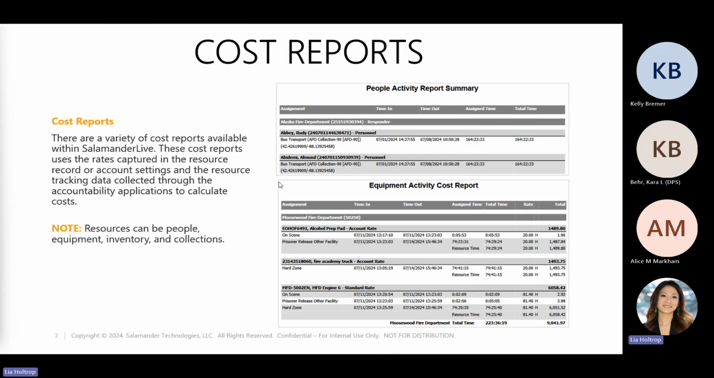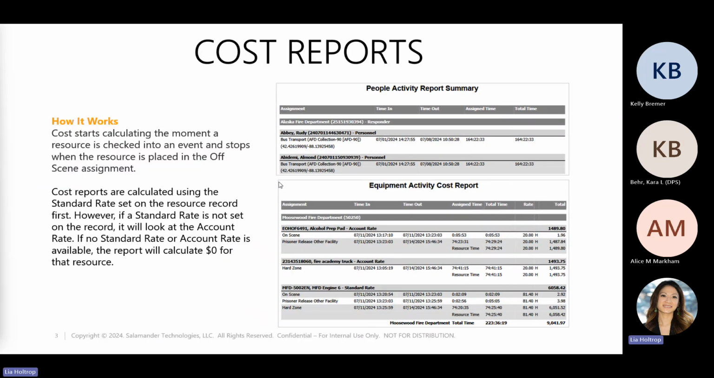Just jumping right into this, in Salamander Live, you're going to find that there's a variety of cost reports that are available. These cost reports use the rates captured in the resource record or account settings and the resource tracking data that's collected through the accountability applications such as the Track app, RapidTag, the Inventory app, Salamander Live, and/or Command to calculate the cost. Depending on what you're using for tracking, that data is sent up to Salamander Live, and it's going to be using the account rate or individual rates to calculate these cost reports.